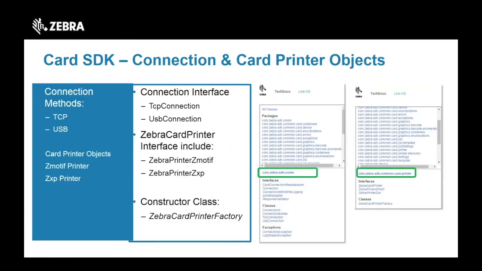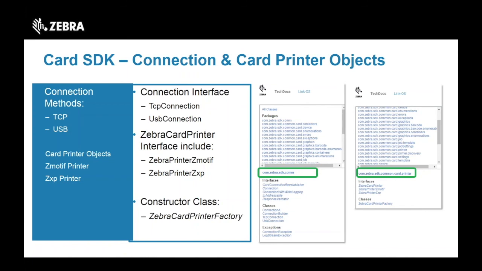Okay, let's go now to more details. The important thing to have here for connection, the first thing that you need to do with the printer is connect and identify the card printer objects. The same thing for connection, we have two methods, the TCP and USB. And for card printer objects, you will identify two basic objects, the C-motif printer and CSP printer.